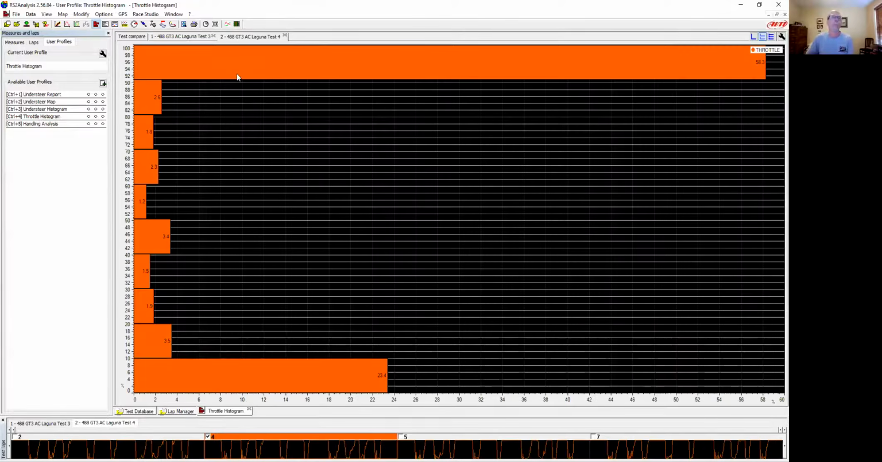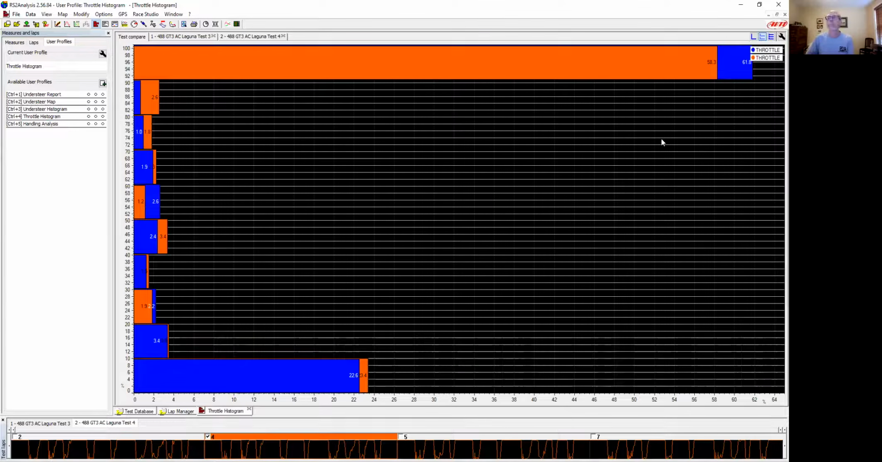Throttle histogram. All right, so I don't have as much full throttle, but I'm kind of back to where I was too, so not sure if this is too terrible. I've got more throttle between 60 and 90%, especially between say 80 and 90. So that's good. I'm not too concerned that I don't have as much full throttle there.